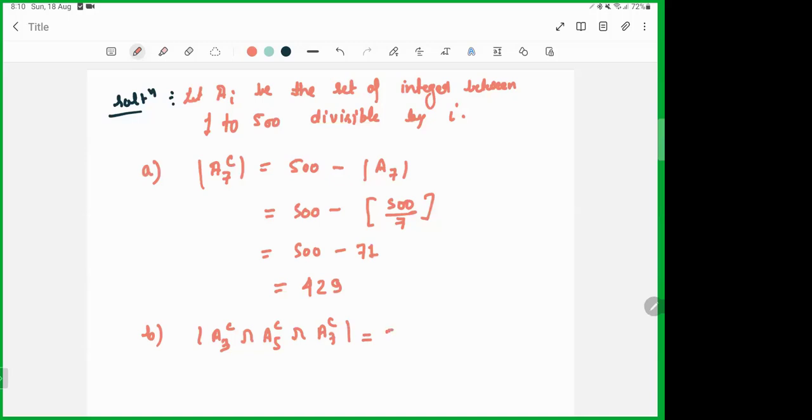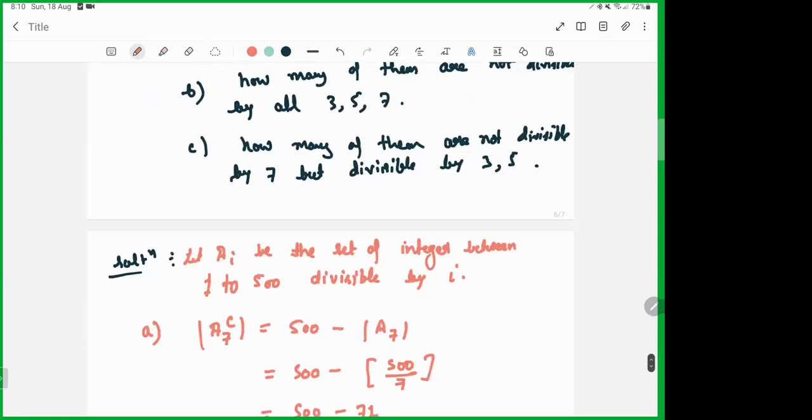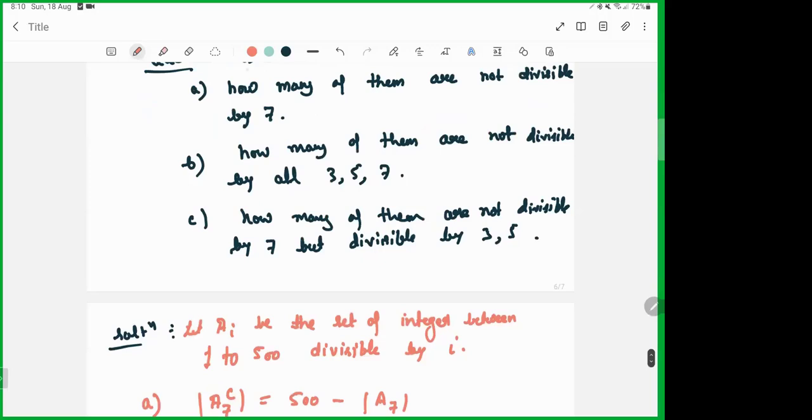So this is the cardinality of the full set minus... Sir, does the question say all or any? By all. So then it should be simultaneously 3, 5, and 7. If it were any of 3, 5, and 7, then we would do this. So you are saying how many of them are not divisible by all 3, 5, 7? It should not be divisible by all. All means all these three numbers, 3, 5, and 7, right? So you basically get 3 times 5 times 7.